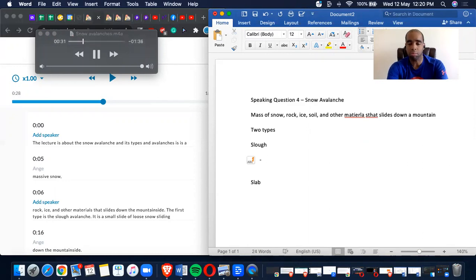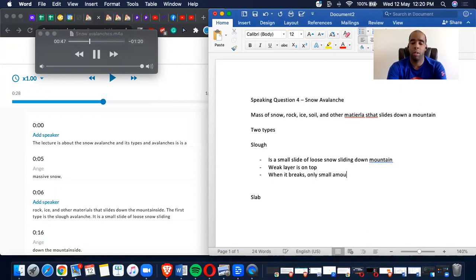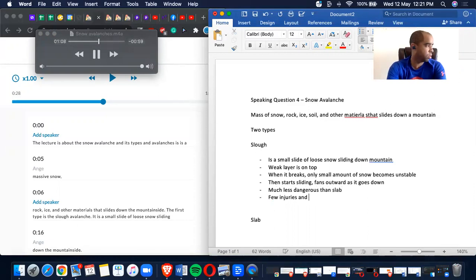Okay. Well, essentially, a slough avalanche is a small slide of loose snow sliding down a mountainside. It occurs when the weak layer of a snowpack is on the top. So, when the weak layer breaks, only a small amount of snow that is on the top of the snowpack becomes unstable. It then starts sliding down and fans outward as it descends. Now, as I just said, a slough avalanche is small and loose, so it's much less dangerous than a slab avalanche. Few injuries or fatalities actually result from slough avalanches.